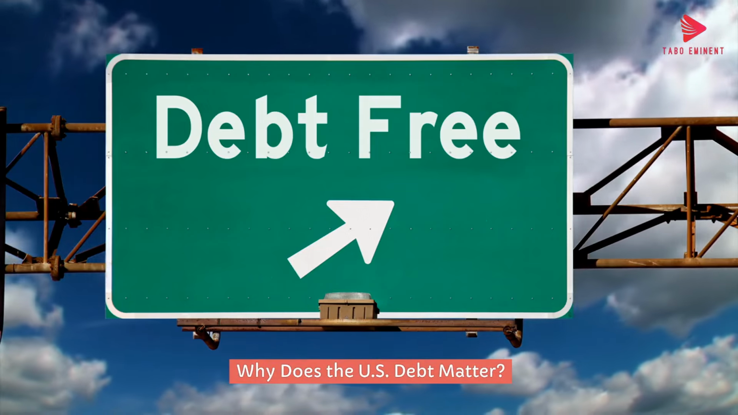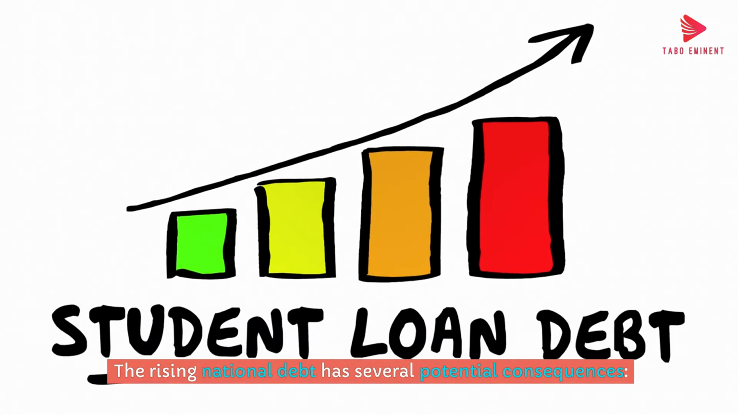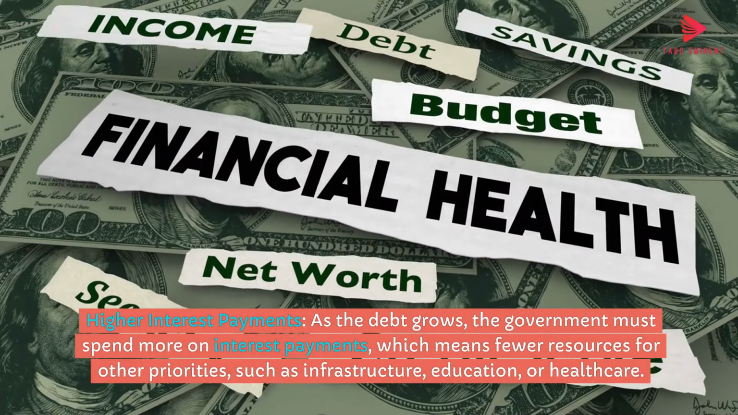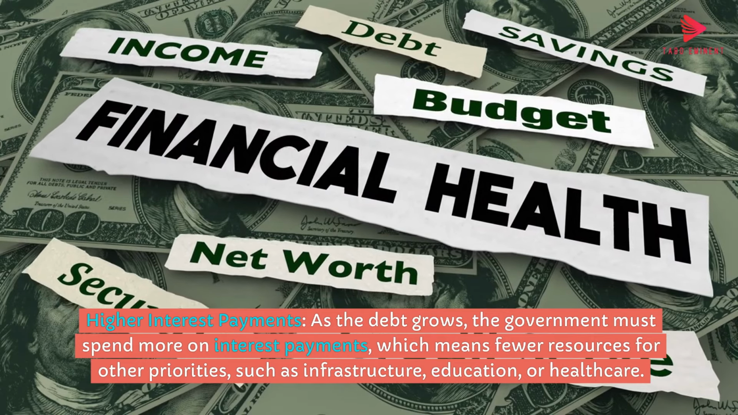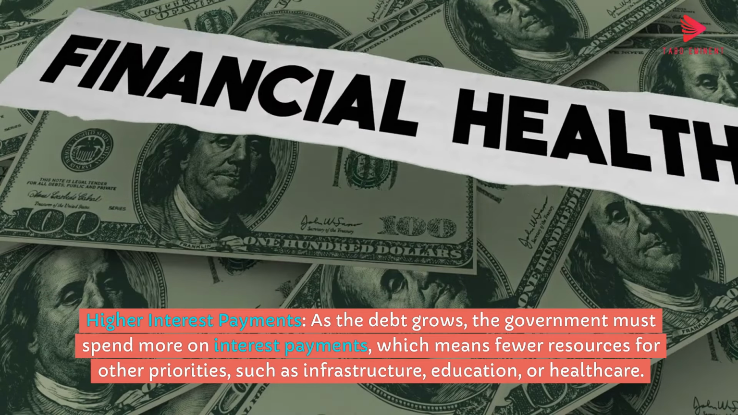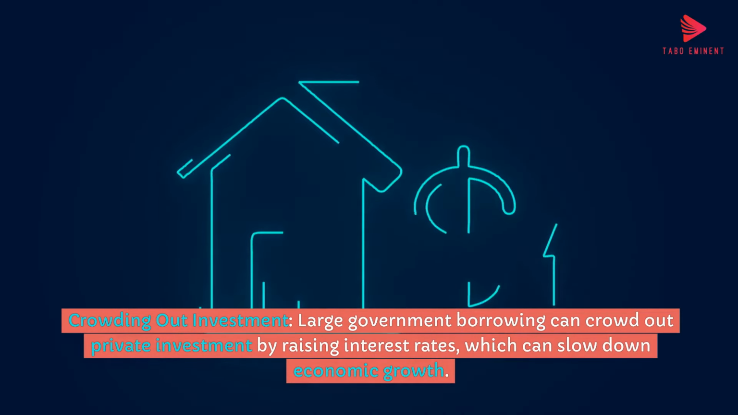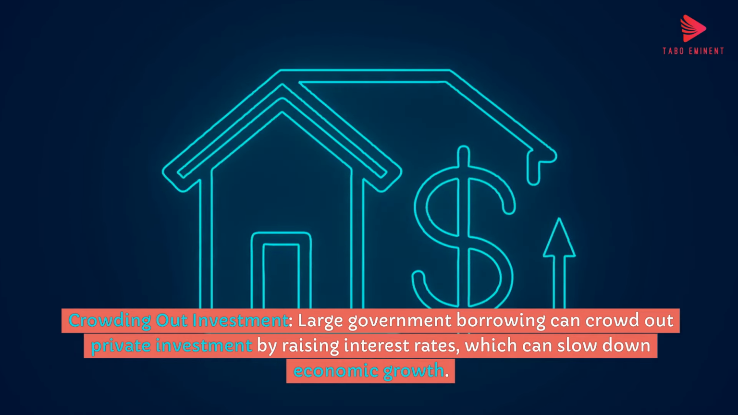Why does the U.S. debt matter? The rising national debt has several potential consequences. Higher interest payments. As the debt grows, the government must spend more on interest payments, which means fewer resources for other priorities, such as infrastructure, education, or healthcare. Crowding out investment. Large government borrowing can crowd out private investment by raising interest rates, which can slow down economic growth.